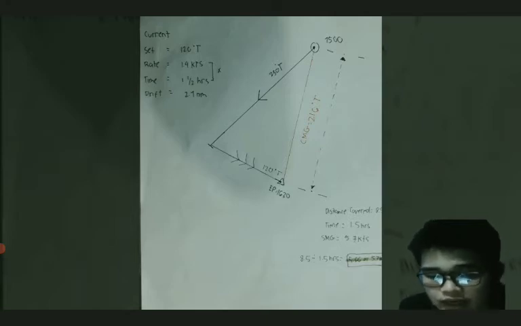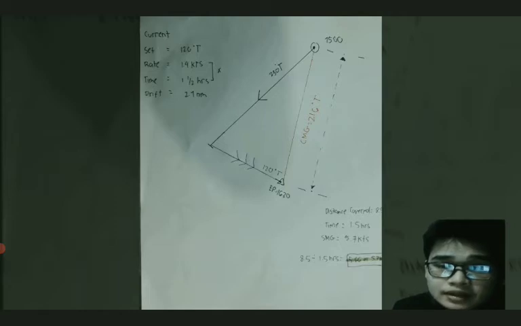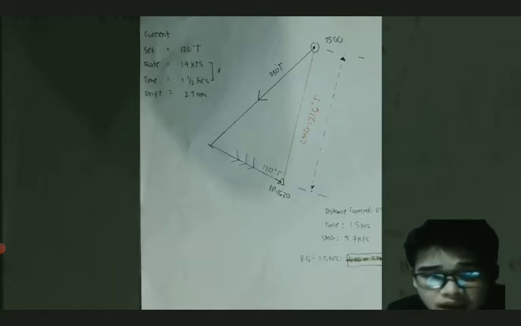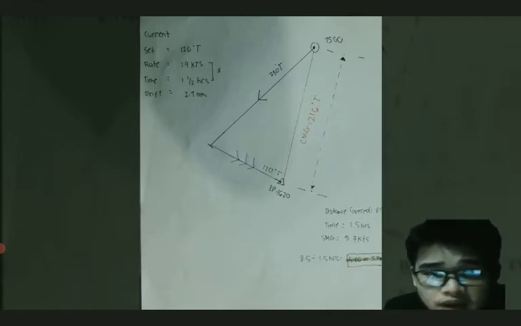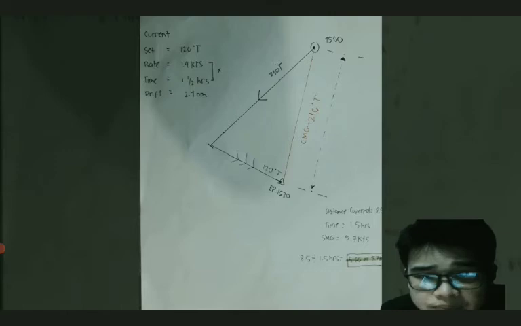For the current, we should always remember that it should be drawn pointing towards the direction where it is going. Three arrows denote the direction of the current, and they are always drawn towards the direction in which the current is going. We will draw it for the distance of 2.1 nautical miles, and by that we will connect it to our starting position, and that will be our course made good.